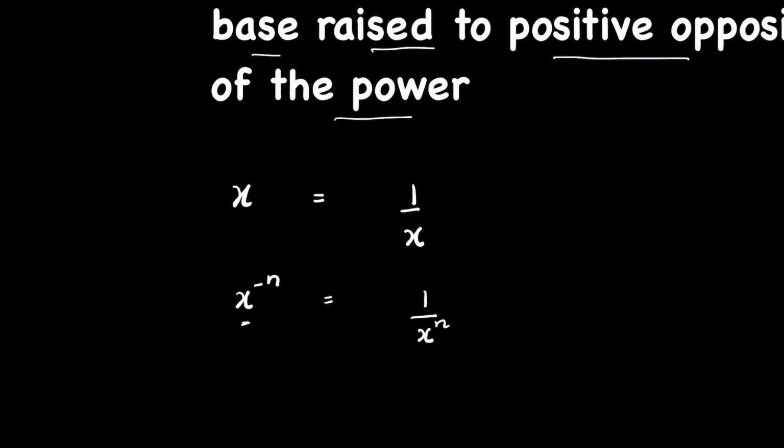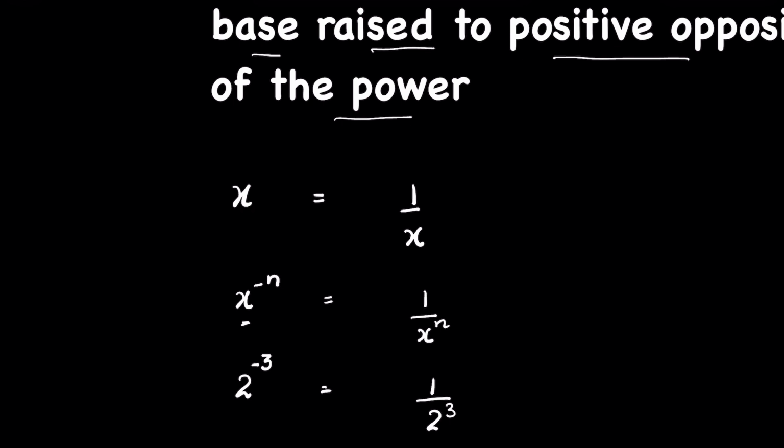You can understand this in this way. If 2 is raised to the power minus 3, then it means the multiplicative inverse of the base 2, that is 1 upon 2, raised to the positive opposite of the power. So the positive opposite of the power minus 3 will be 3. So 2 to the power minus 3 is 1 upon 2 to the power 3.